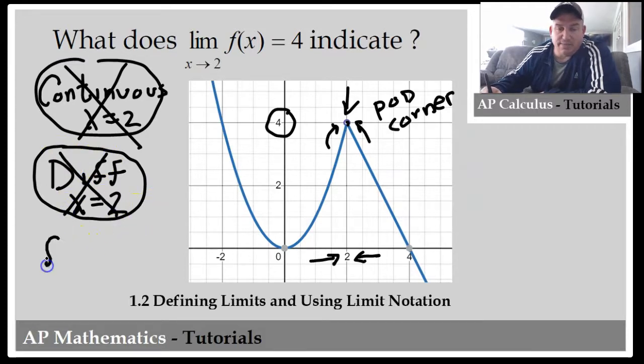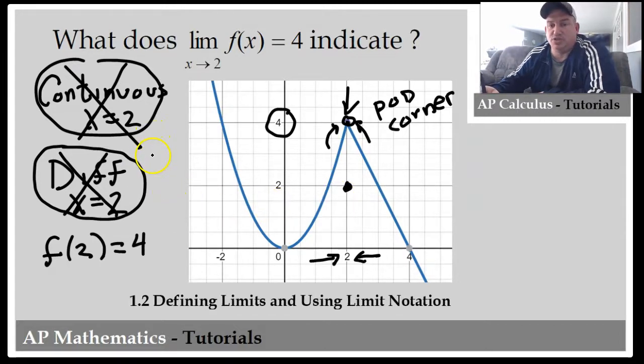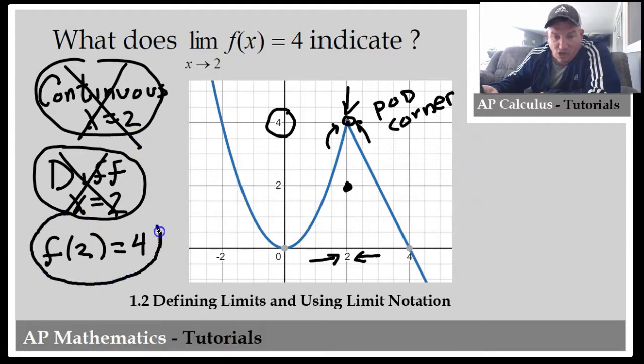And lastly, f of 2 equaling 4 also cannot be assumed. There could be an open circle like before at the very top, at (2, 4), and our function actually could be defined down here at (2, 2). So if a function has a limit as x approaches 2 equaling 4, the function value could be 4, but there's no guarantee that f of 2 equals 4.